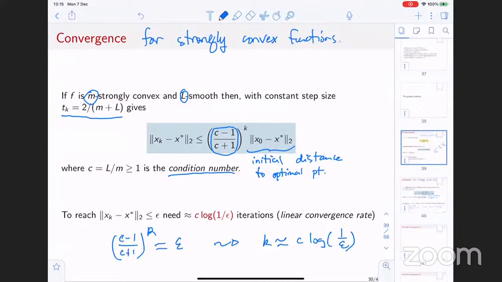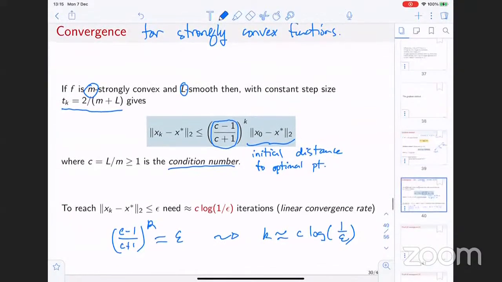Okay, we will see later on a result for the convergence for non-strongly convex functions, and we'll see that the convergence is much slower typically. Okay, so now I hope the statement of this convergence result is clear. It tells you that if you choose a certain constant step size, then your gradient method will converge to the optimal point with a certain rate, which is given by c minus 1 divided by c plus 1.